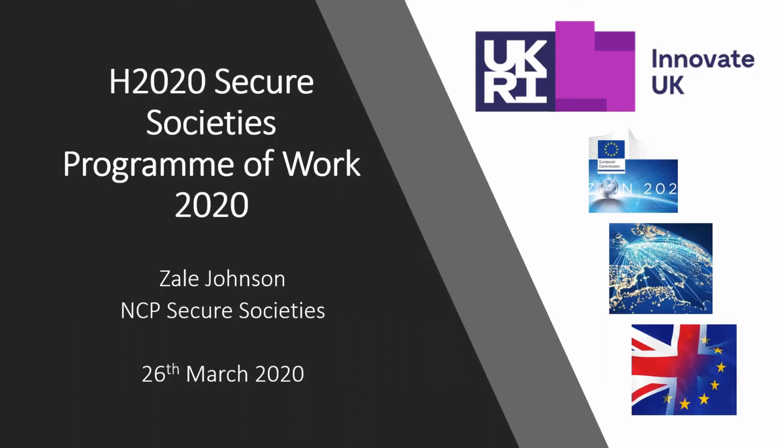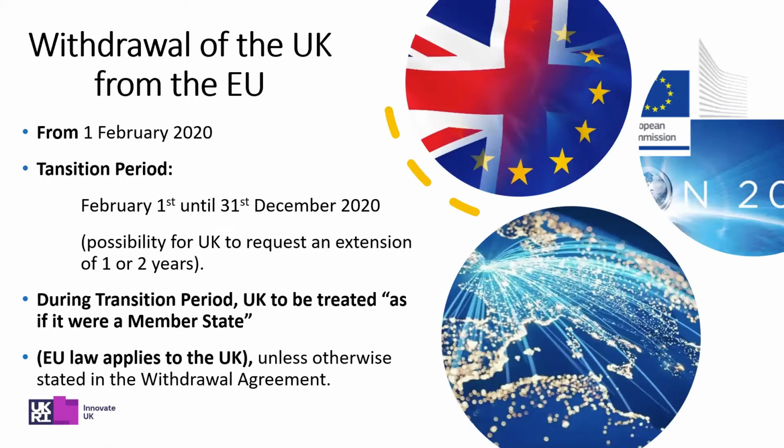First and foremost, I would like to provide you with clarification around the UK's participation in the Horizon 2020 Secure Societies programme. Following the general election last year, the Parliament ratified the withdrawal agreement and the UK left the EU at 11 p.m. on the 31st of January 2020. The UK then entered the transition period, which will run from the 1st of February to the 31st of December of this year. During the transition period, the UK will remain subject to EU law and be part of the EU Customs Union and Single Market, unless otherwise stated in the withdrawal agreement.